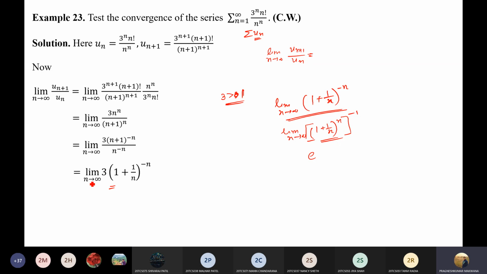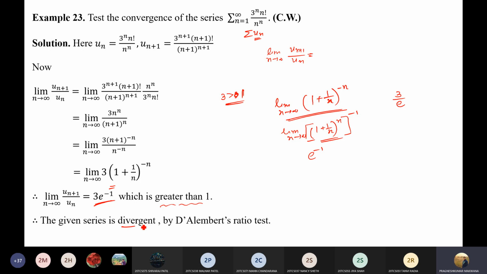So here, how can we find out the limit is 3? The answer is e, so that is e raised to minus 1. So let us see here, 3 e raised to minus 1. That means 3 upon e, which is greater than 1. So the series is divergent.